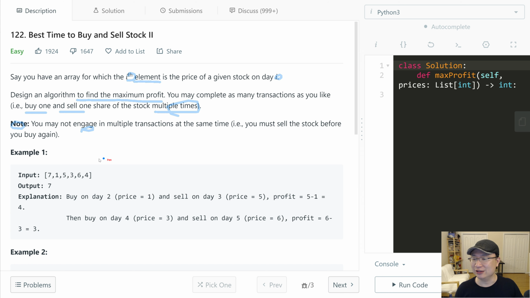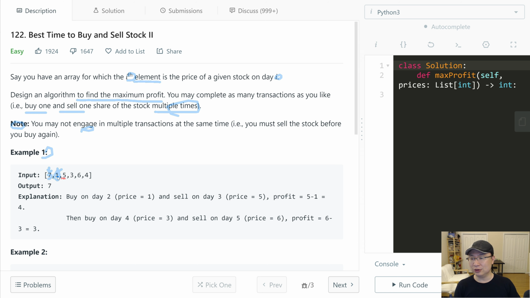Okay, let's check example 1. Input is 7, 1, 5, 3, 6, 4. How can we solve it? Yeah, that's right, it's very simple. Just compare the price at i with i plus 1, and if i plus 1 is bigger, just subtract i from i plus 1 and then add it to the sum.